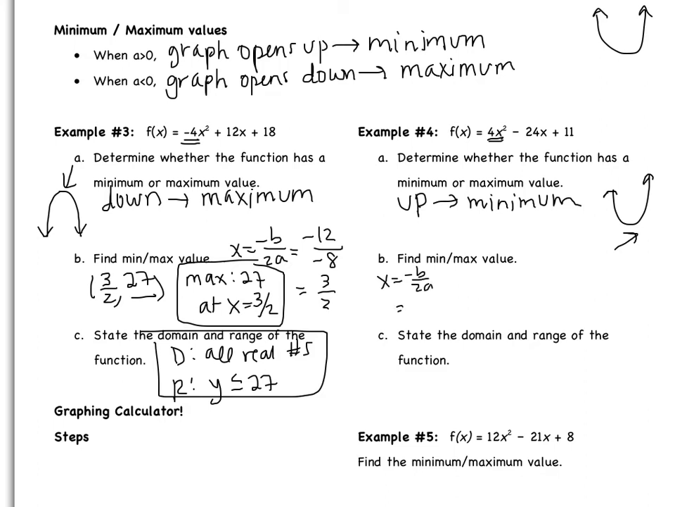So our negative b in this case is positive 24, because b is negative 24. A is 4, so 2a becomes 8. So this is 3. So your answer should be 3 comma some number. So going to the calculator, after I substitute in 3, I get negative 25. So the way to write your answer is the minimum is negative 25 at x equals 3.